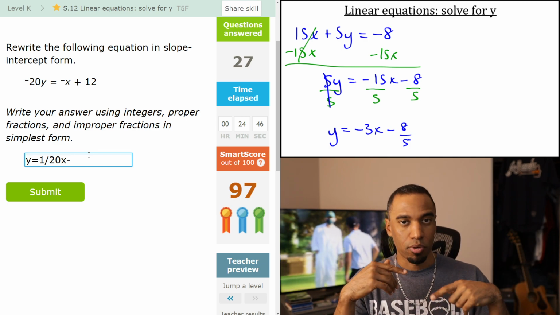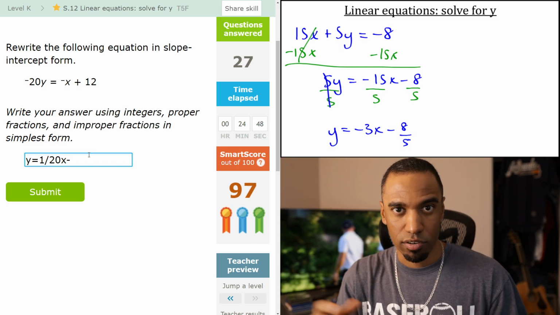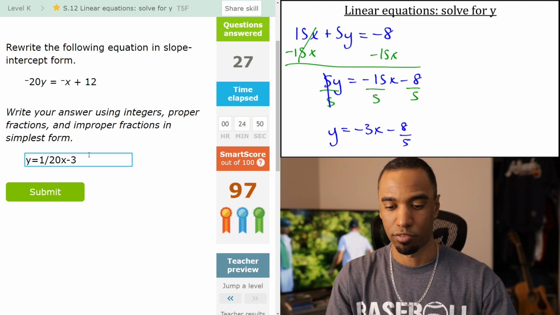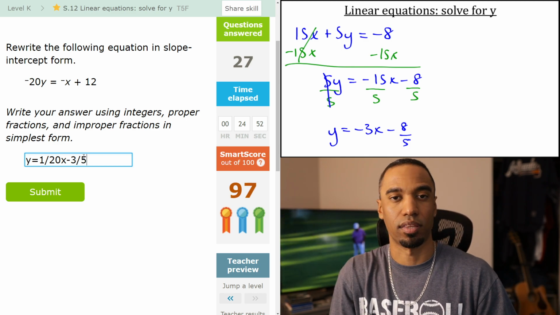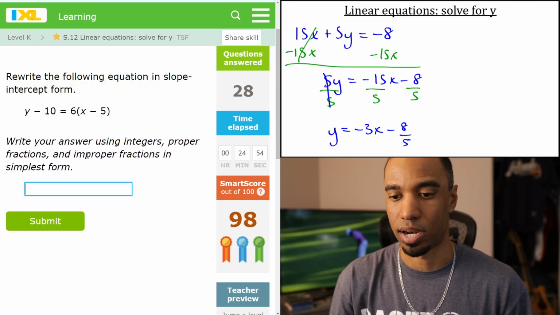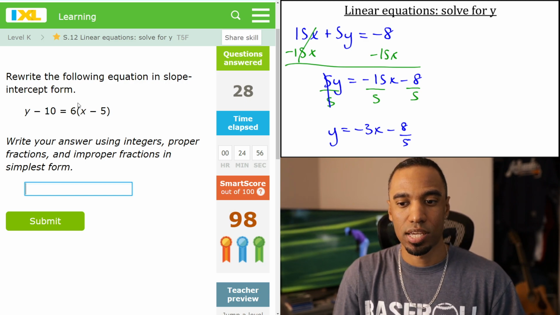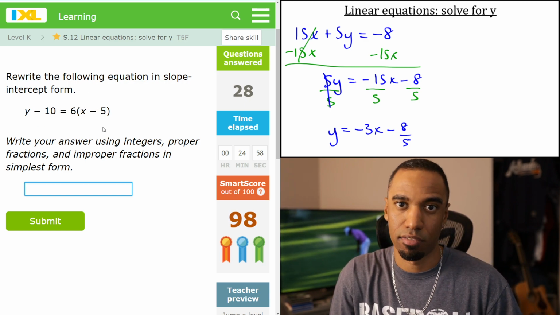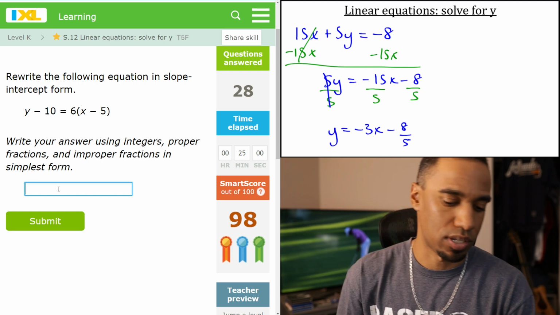12 over 20, they can both divide by 4. 12 over 4 is 3. 20 over 4 is 5. Minus 3/5 like that. All right. Just trying to get something in my head there. 6x minus 30. Add 10 to negative 30, get negative 20. So y equals 6x minus 20.